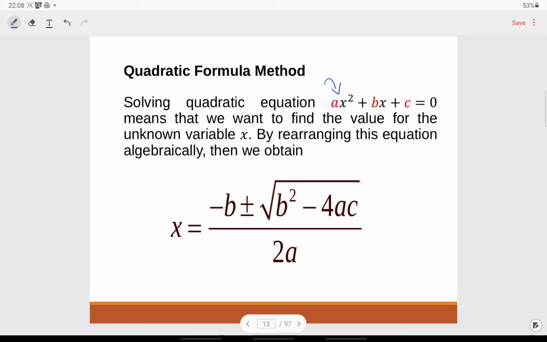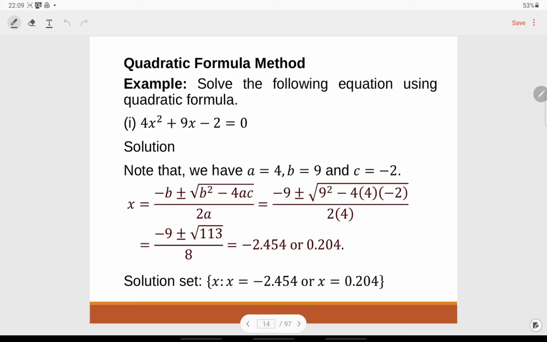So solving the quadratic equation ax squared plus bx plus c equal to 0 means that we want to find the value of the variable x. By rearranging this equation algebraically, we can come out with this formula, because the aim is to find x. So x, which is the unknown value, is equal to negative b plus or minus square root of b squared minus 4ac, divided by 2a. So the key point here is to identify the three values a, b, and c correctly.